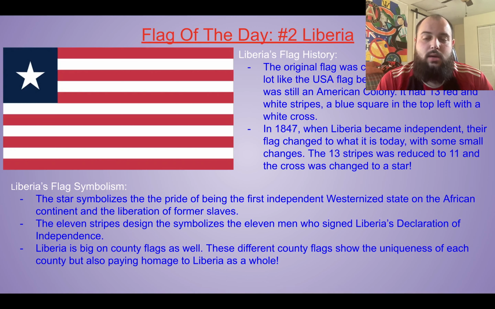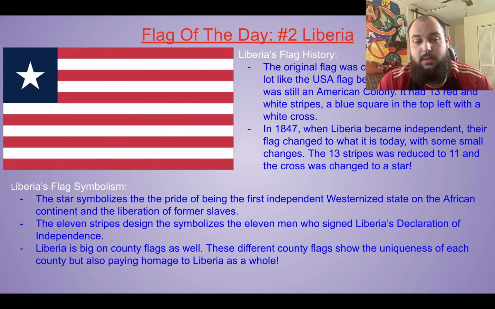But 20 years later, in 1847, when Liberia became independent, their flag changed to what it is today, with some small changes. The 13 stripes actually went down to 11, as you can see on the left there. If you count them, the red and white stripes are down to 11 instead of 13. And then instead of a cross in the top left side, the blue, they changed it to a star. All right, and that's Liberia's flag.